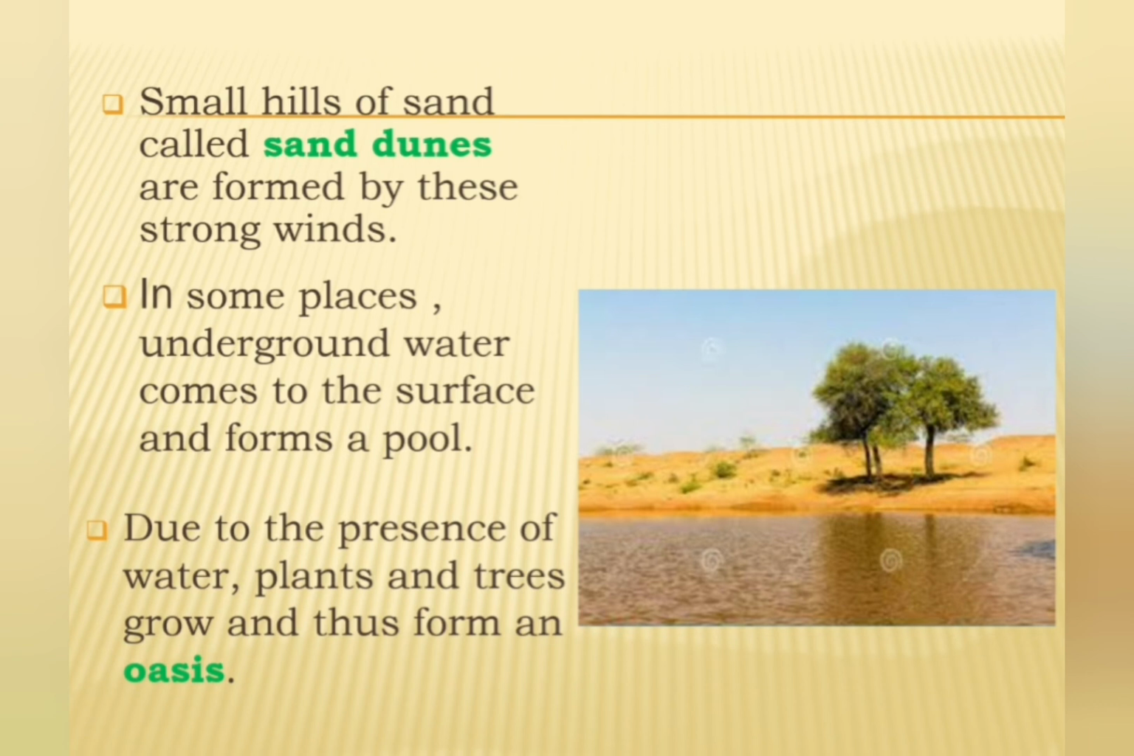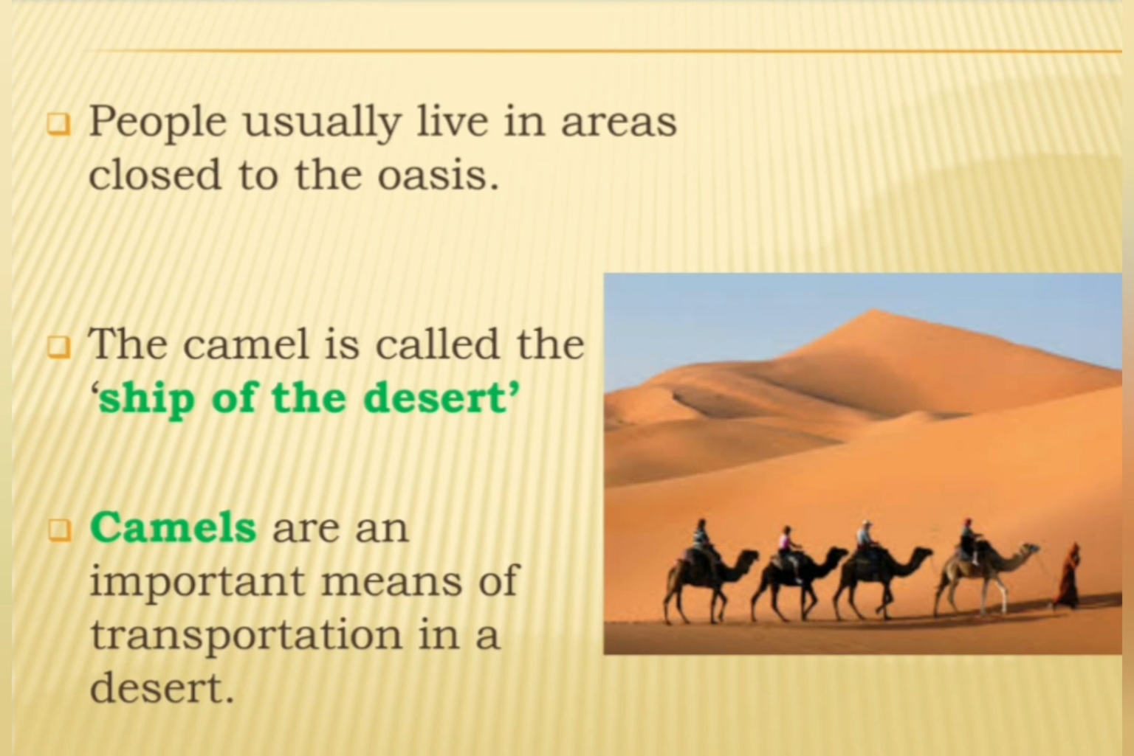See, plants and trees grow in these areas, right? Plants and trees grow in areas close to the oasis. What is an oasis? I explained you so many times. Yes, an oasis is a pool formed by underground water. People usually live in areas close to the oasis in the desert.